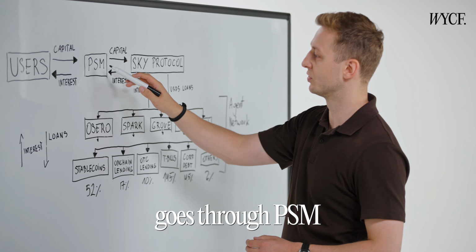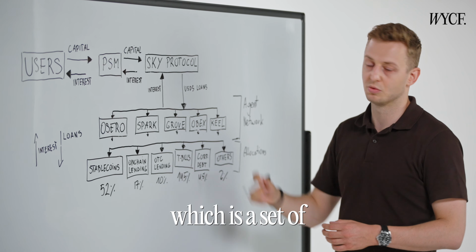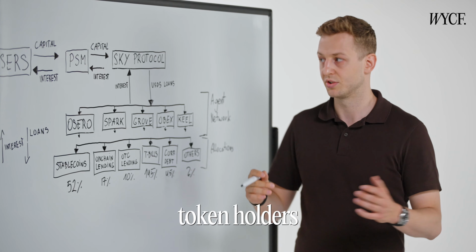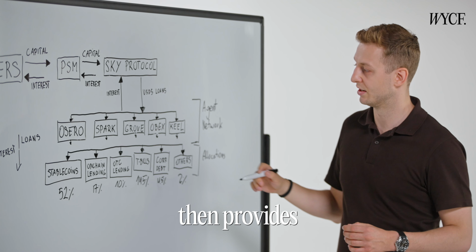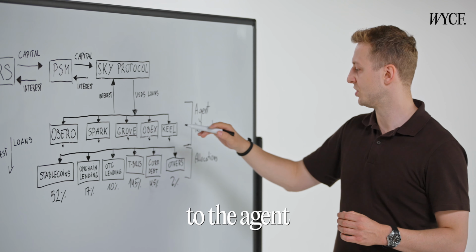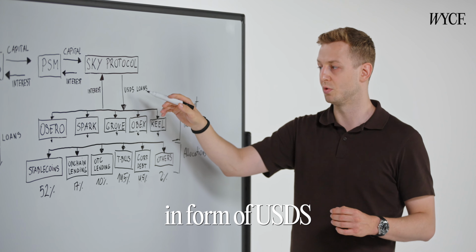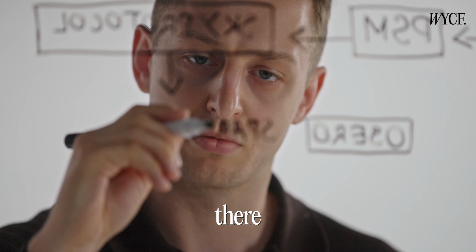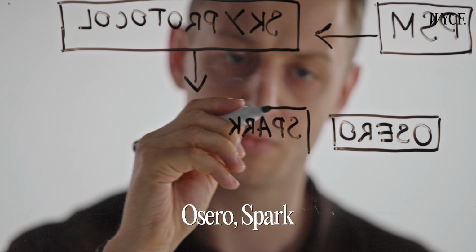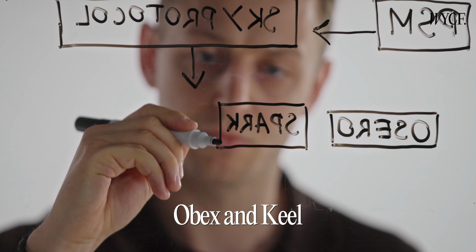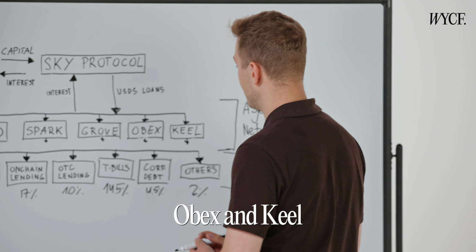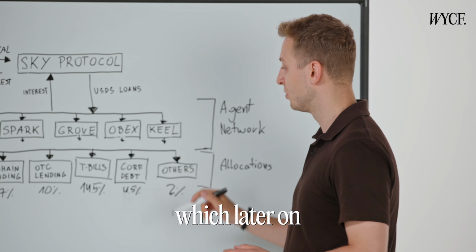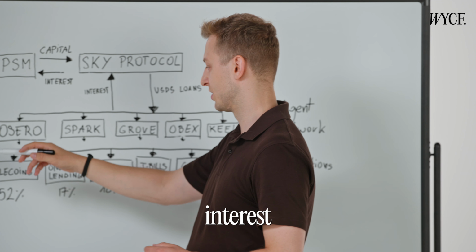This capital goes through PSM to the Sky protocol, which is a set of decentralized smart contracts governed by the token holders. Sky protocol then provides this capital to the agent network in the form of USDS loans. So we at Osero are one of those agents, but there are others. There are 5 of us: Osero, Spark, Grove, Obex, and Keel. We take those loans and allocate them into different kinds of venues, which later are going to pay us interest.